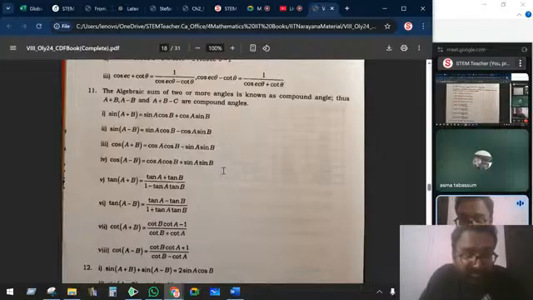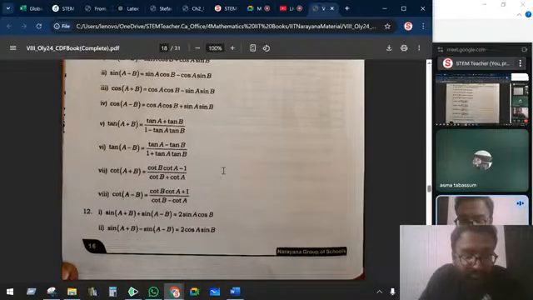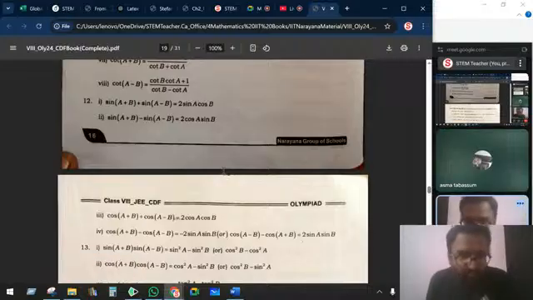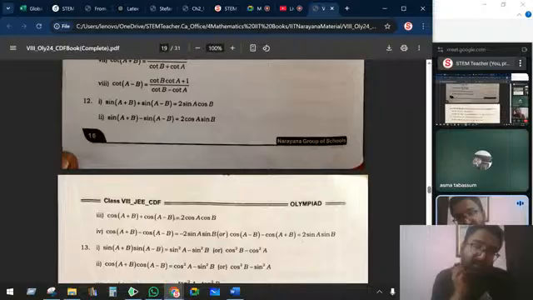Next you have these four formulas. Can you see? 2 sin A cos B, 2 cos A sin B, 2 cos A cos B, 2 sin A sin B. So you have proper logic also. 2 sin A cos B is sin A plus B plus sin A minus B. So it is totally sin.